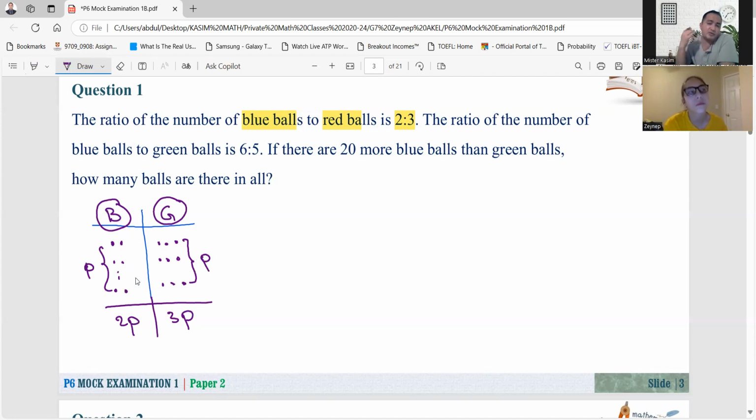Okay. So when I say 2 to 3, what does it mean? I'm explaining. 2 to 3 means that for every 2 blue balls that you put, you need to put 3 green balls. If you put 2 times 2 blue balls, then you need to put 2 times 3 green balls. So if you put P times 2 blue balls, then you need to put P times 3 green balls so that the ratio remains the same.